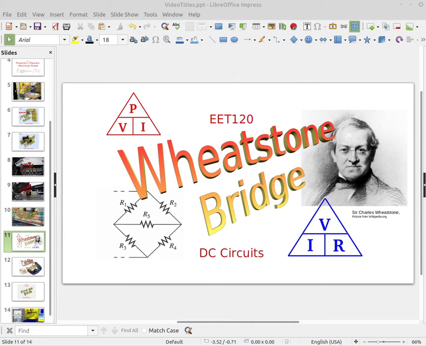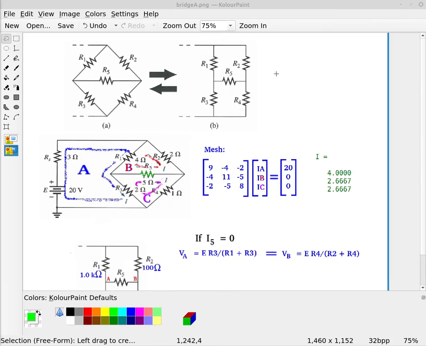This video is going to discuss the Wheatstone Bridge. The Wheatstone Bridge is a special circuit that was published by Sir Charles Wheatstone, which is why he gets a lot of the credit for it. But this circuit here has 5 resistors, resistors 1, 2, 3, 4, and 5, set up kind of in a diamond.